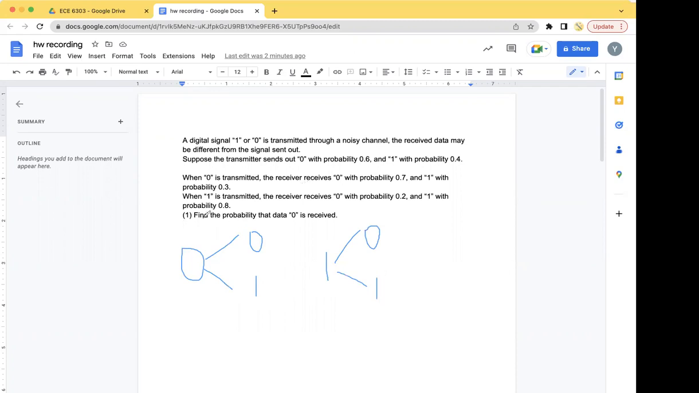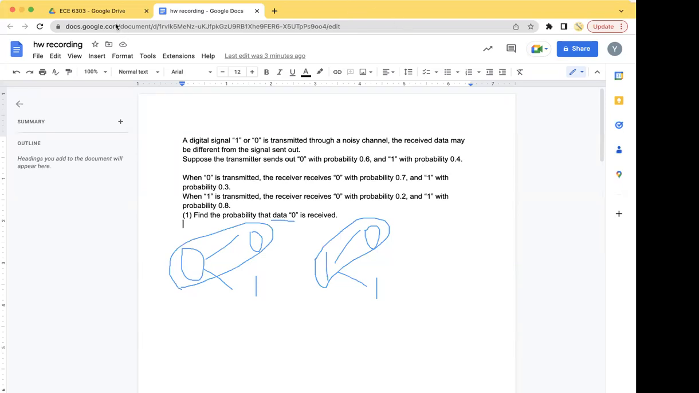So let's look at question 1. It says, find the probability that data 0 is received. That means 0 data received. That means there are two kinds of situation. The first kind is 0 transmitted and 0 received. And the second kind of 0 being received is signal 1 being transmitted and signal 0 being received.